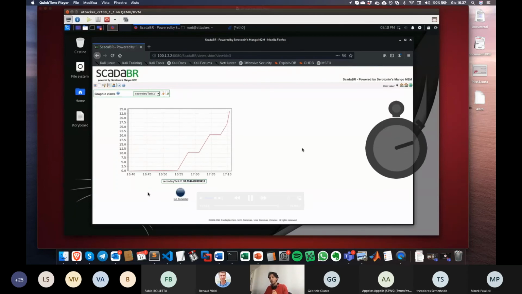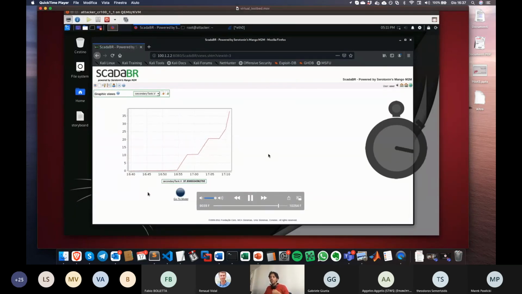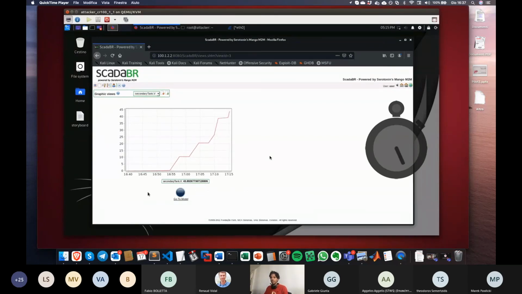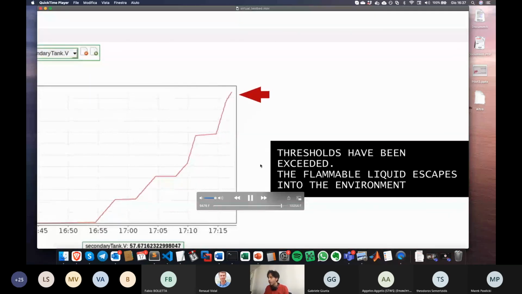So in this case, we are causing an extraordinary overflow on the secondary tank of the critical process of our simulated infrastructure.